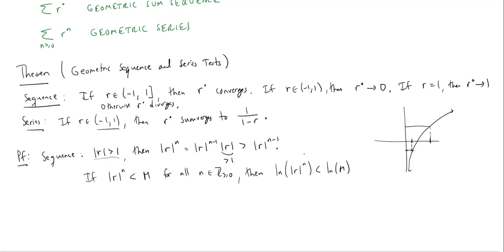All right, now I can use the log properties to pull this n to the front. So I get n times the natural log of the absolute value of r is less than the natural log of m. And so if I then divide, I get n is less than the natural log of m over the natural log of the absolute value of r.